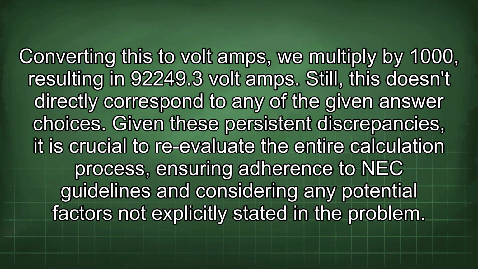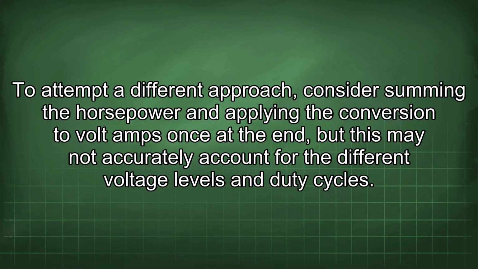Given these persistent discrepancies, it is crucial to re-evaluate the entire calculation process, ensuring adherence to NEC guidelines and considering any potential factors not explicitly stated in the problem. To attempt a different approach, consider summing the horsepower and applying the conversion to volt amps once at the end, but this may not accurately account for the different voltage levels and duty cycles.